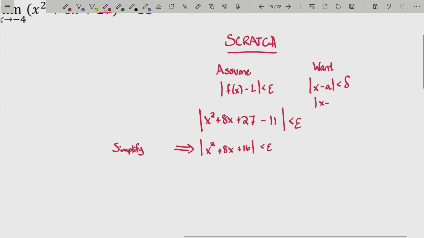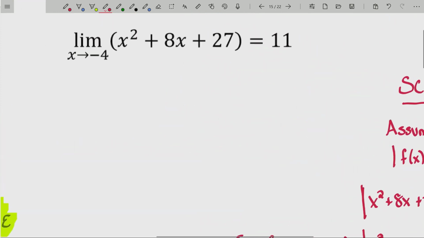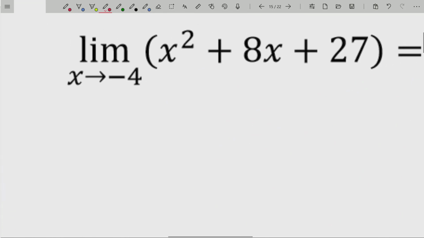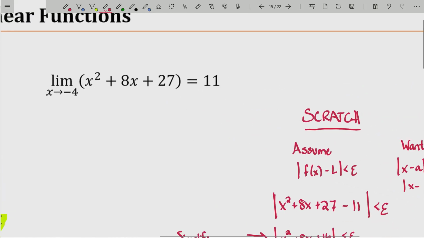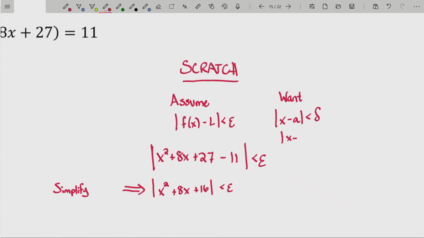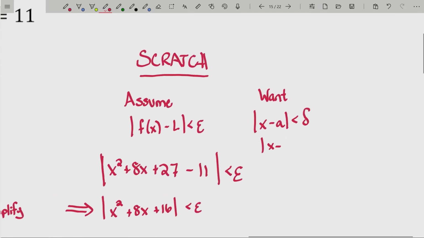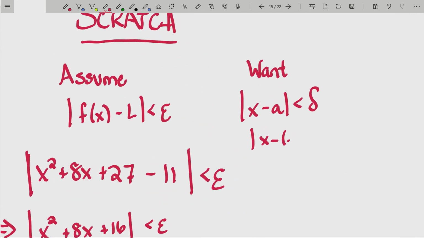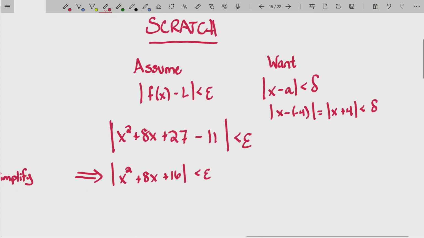And now you can see I need to get to an x minus whatever a is here. What is a? A is negative 4. So x minus a, x minus negative 4. X is approaching negative 4, so we want the distance between x and negative 4 to be small. x minus negative 4, or in other words, x plus 4. That's what we want to get. We get the absolute value of x plus 4 is less than delta. There we go. All right, that's our goal.